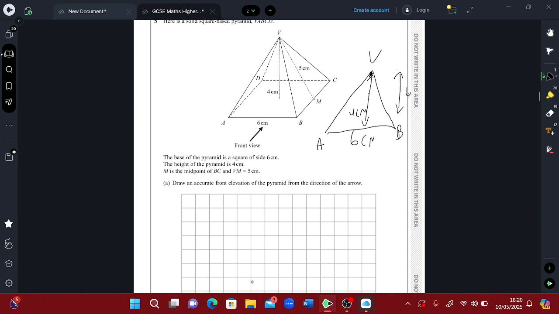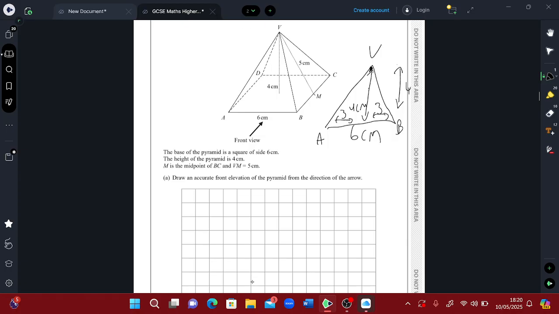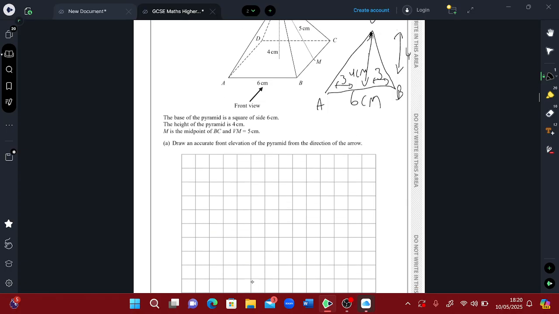So the height would be 4, and the base would be 6. But we also know because this is the midpoint, it'd be split into 3 centimeters and another 3, which would help us draw it. Sorry. So yes, let's draw it then. Let's use these measurements then.